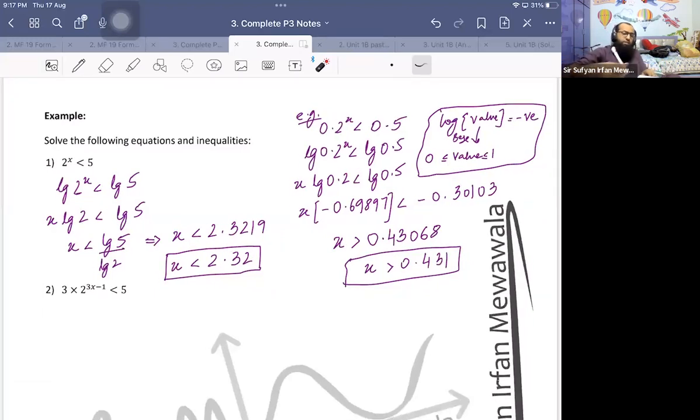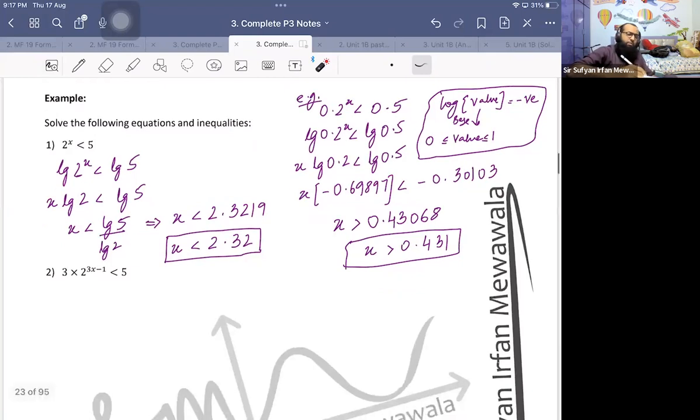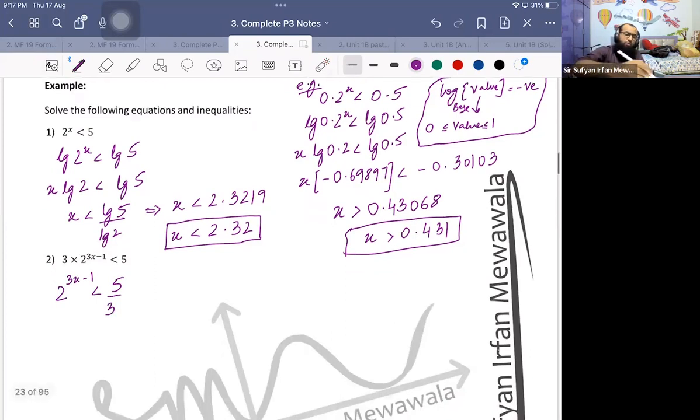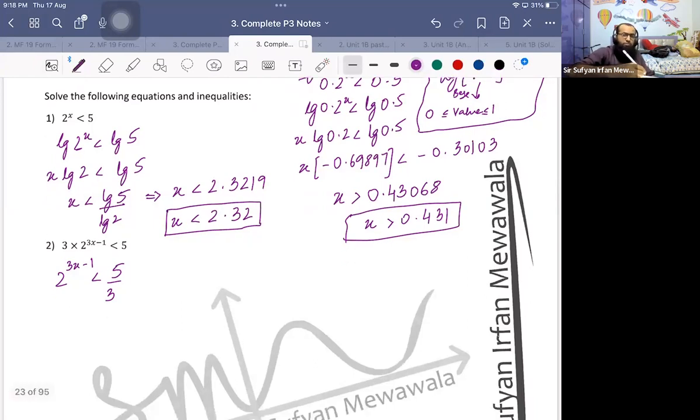Okay, moving on towards the second example. 3 multiplied by 2 power 3x minus 1 is less than 5. Now again, to solve this, there are multiple possibilities. Firstly, shifting 3 to that side: 2 power 3x minus 1 is less than 5 over 3. Now, what is the next step? There could be multiple methods. One of them is we can take lg or ln on both the sides. But I'll teach you both the methods over here, and you'll judge which one is better.